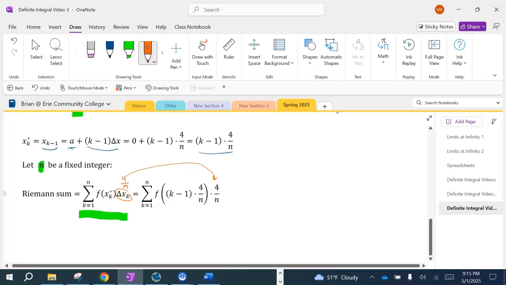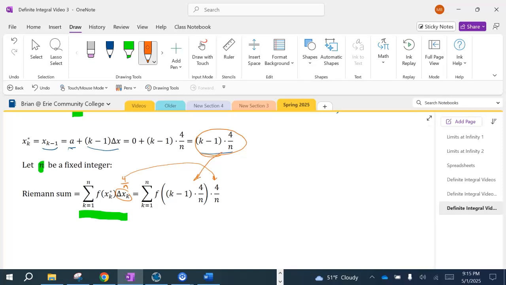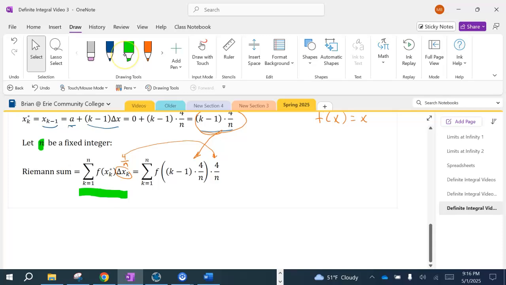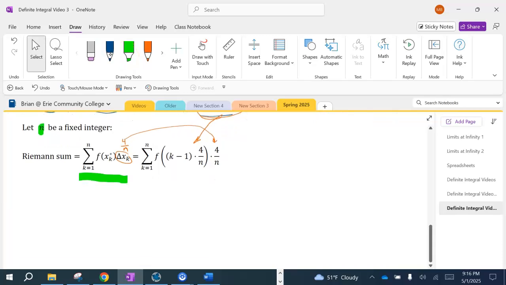Now, we're going to plug in this value right here for x sub k star. That's going to go into our function. That's why we have that expressed down there, keeping in mind that the function we're talking about is x squared. We just need to put that expression in and then do a lot of simplification and rewriting next. All right, so what do we get? We're going to square that expression. So we get the sum.